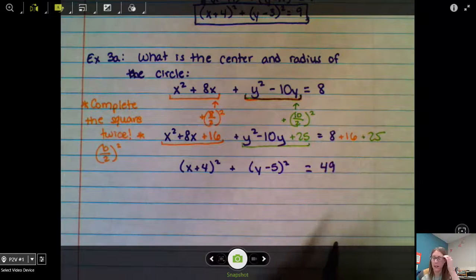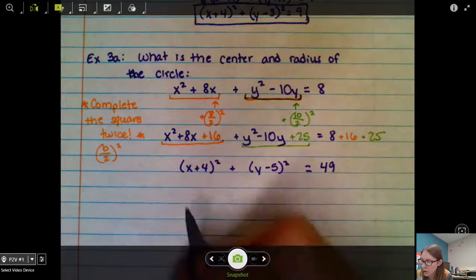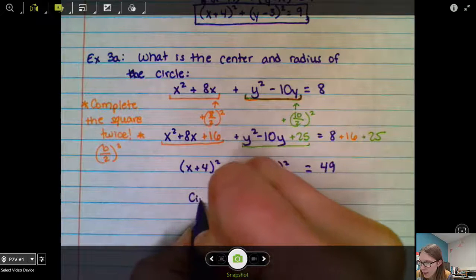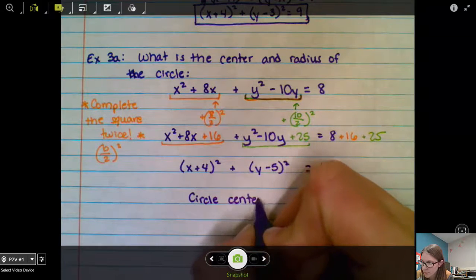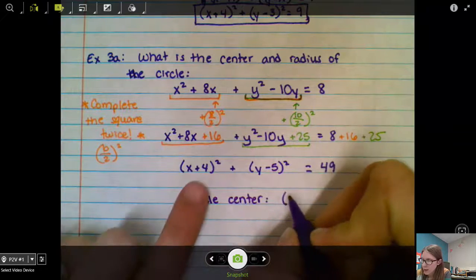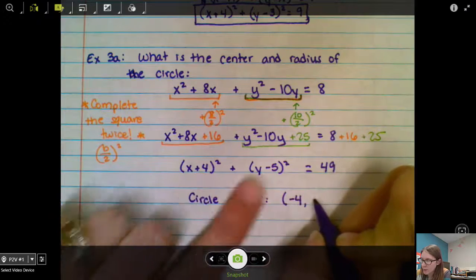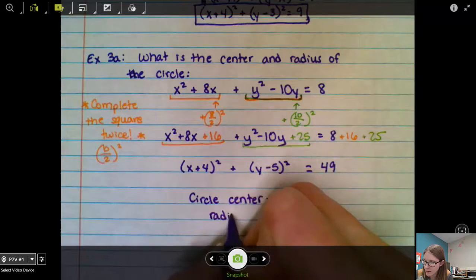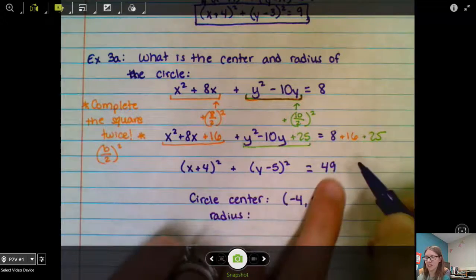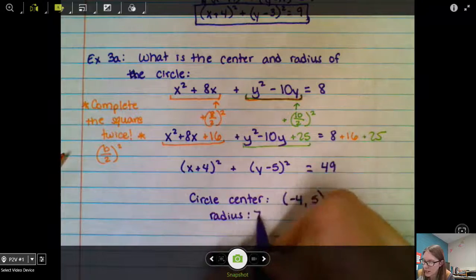After completing our square twice, we're finally in that general form for our circle. And that helps us to figure out that the circle's center is -4, 5, and the radius is the square root of 49, which is 7.